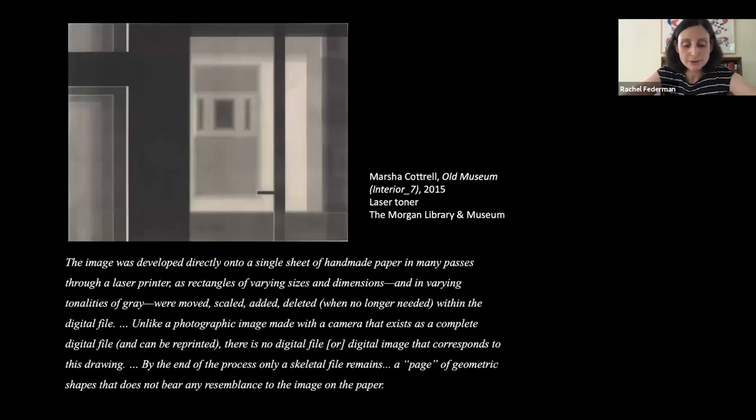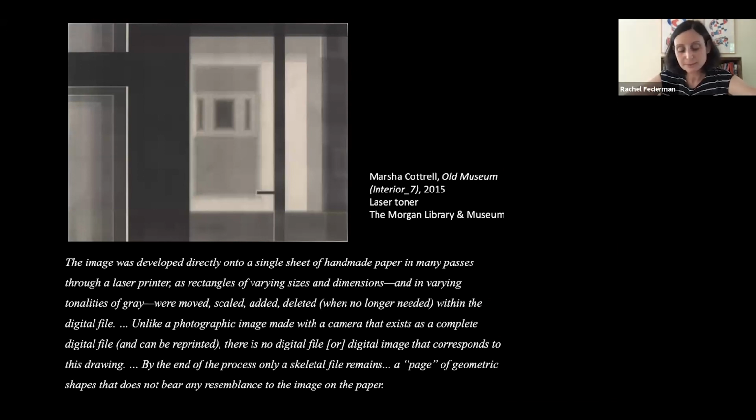This is Cottrell's description of how she made this work, Old Museum Interior 7, which is in the Morgan's collection. And the description comes from our artist questionnaire. When we acquire works from living artists, we send them a questionnaire in the hopes that they'll give us a response as informative as this one. So this is Marcia talking about her process.